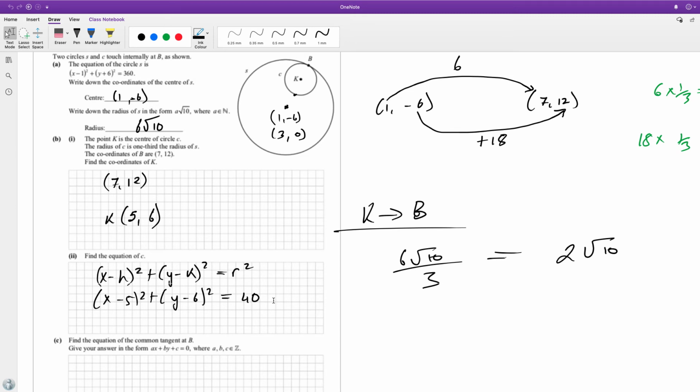Any idea? You can use the tangent at x1, y1 formula. It's complicated. Never use it itself. I don't know any other way.